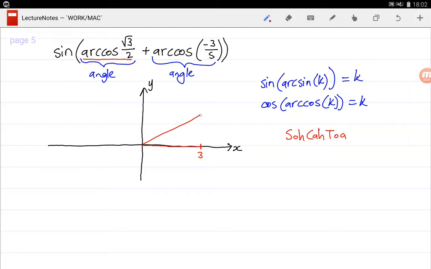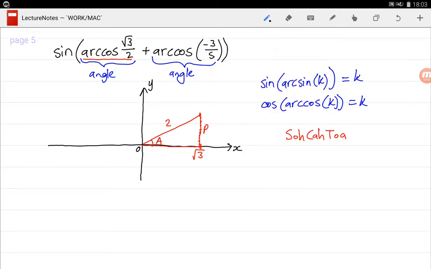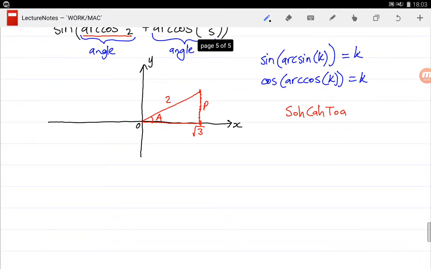So this is not really to scale. I'm just going to work on it assuming it's not to scale, and that's going to be 2. This is going to be √3, and this one we're just going to label as P. Okay, and then the next thing, and this is going to be our angle, we can just call it A for now. It's going to help us answer the question in general. Okay, that's our origin.